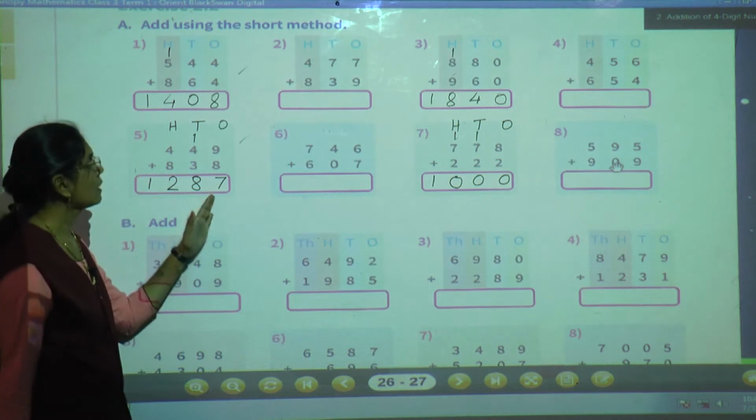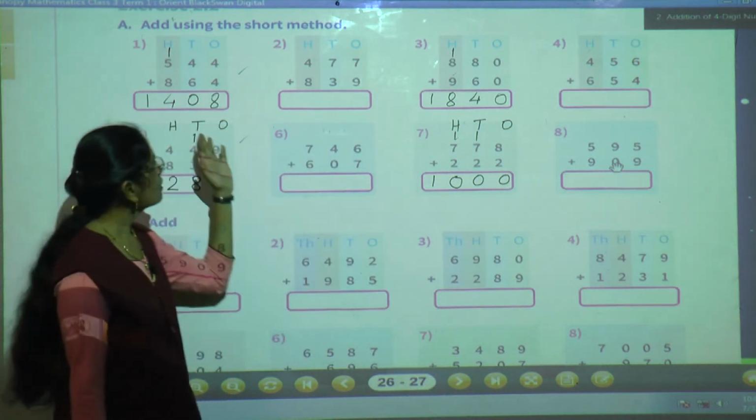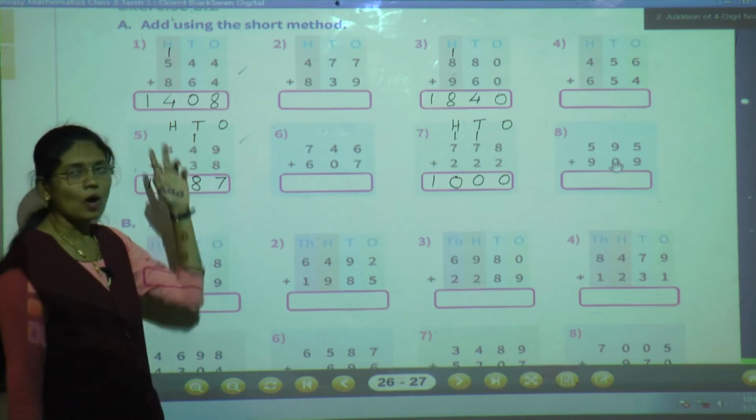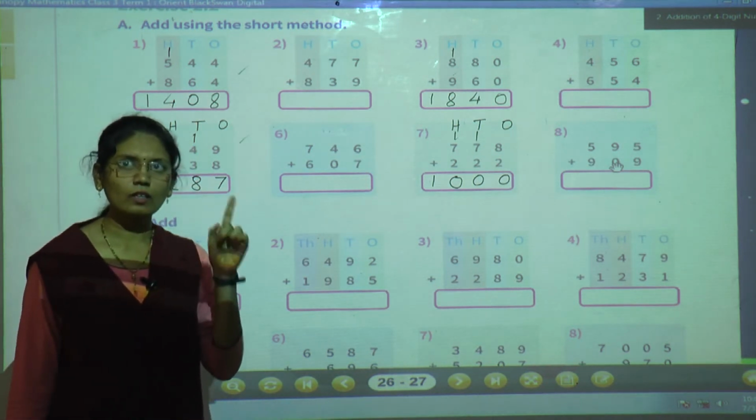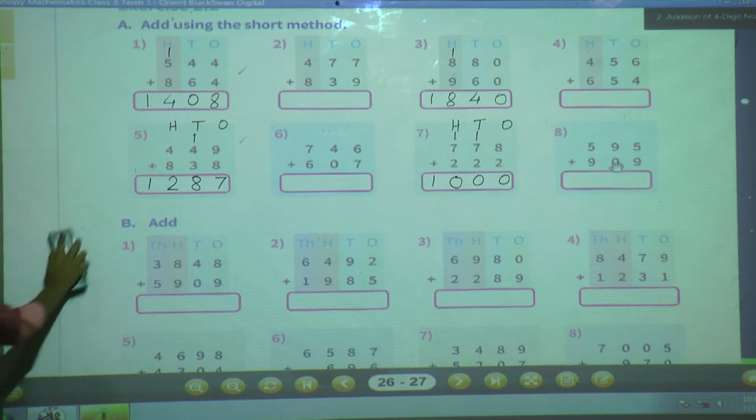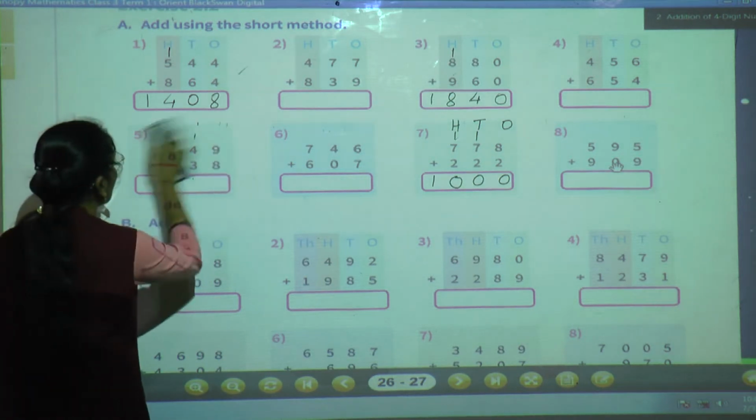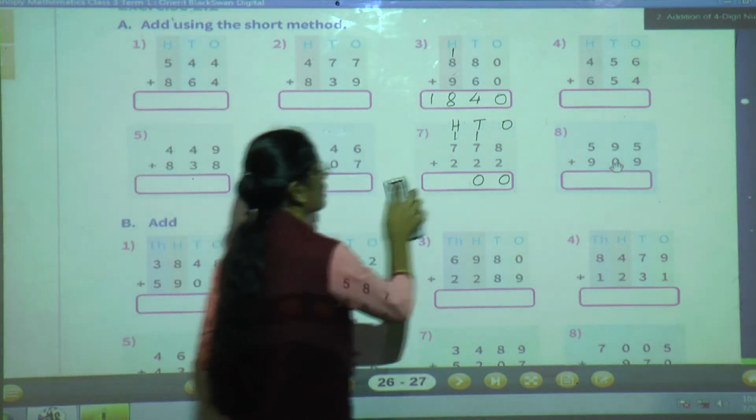So in this way we have completed question number A. See students, I have taken the odd number sums only and the even number sums you have to solve on your own. Now we will move to question number B. In question number B, the numbers are 4-digit numbers. We have to add 4-digit numbers, that we will see one by one.